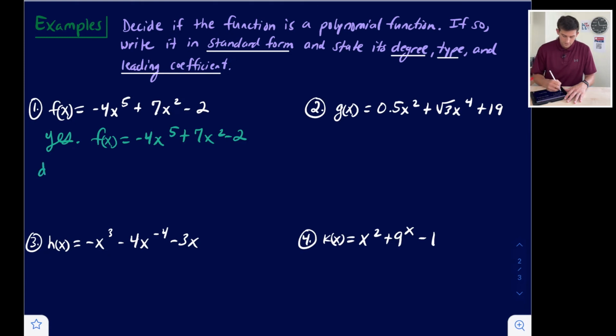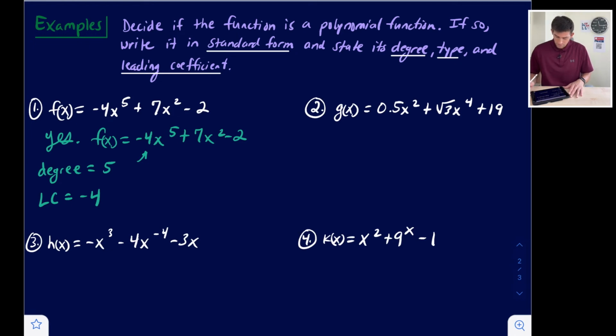Now our degree here is going to be 5. That's just our highest exponent. Our type, we're not going to write the type there because it's past a quartic function. That'll just be a degree of 5. And our leading coefficient here, we'll call it LC, would be negative 4, right? Because our leading coefficient is just the first coefficient that we have when it's in standard form.